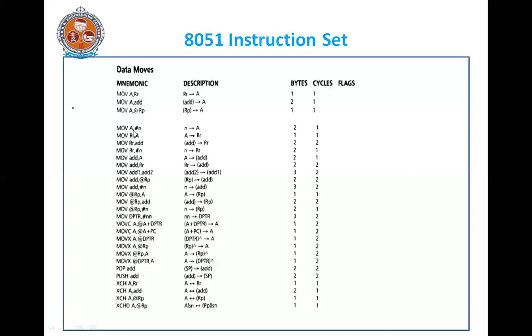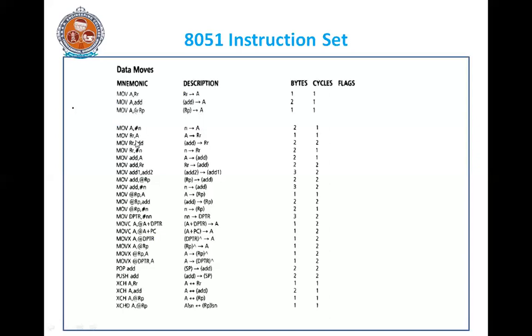Next one is MOV A, #n. Here hash means the data n is used directly. For example, if you say 10, then 10 will be moved to the accumulator register. That is, directly the data will be moved to the accumulator register. But in the previous case, the content at that particular location will be moved to the accumulator register.